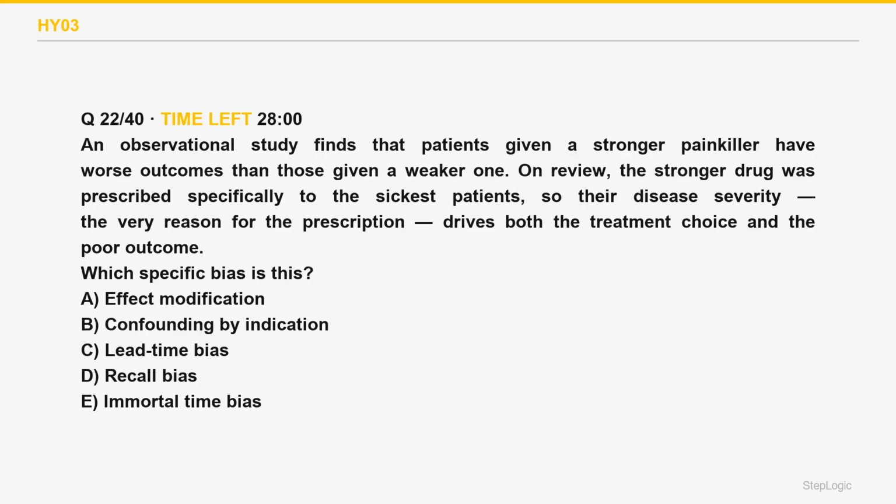Which specific bias is this? An observational study finds that patients given a stronger painkiller have worse outcomes than those given a weaker one. On review, the stronger drug was prescribed specifically to the sickest patients, so their disease severity, the very reason for the prescription, drives both the treatment choice and the poor outcome. Read the command: the bias when severity drives both the drug choice and the outcome. The reason for treating is itself the confounder.